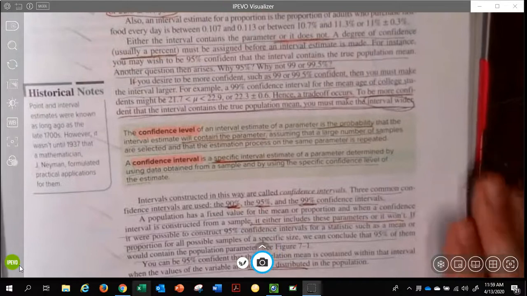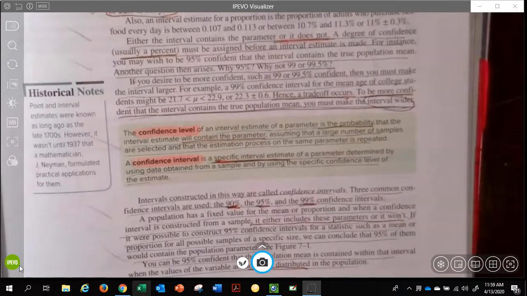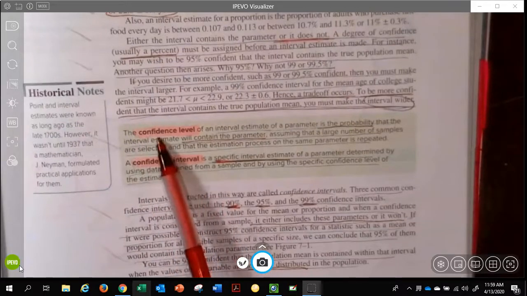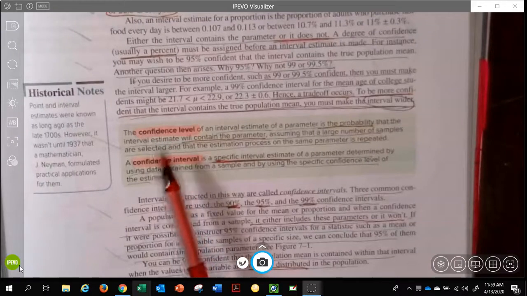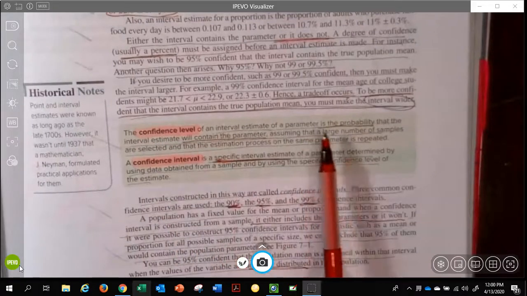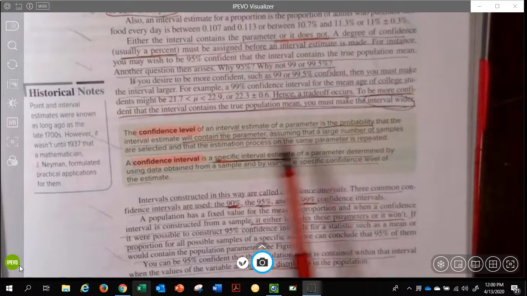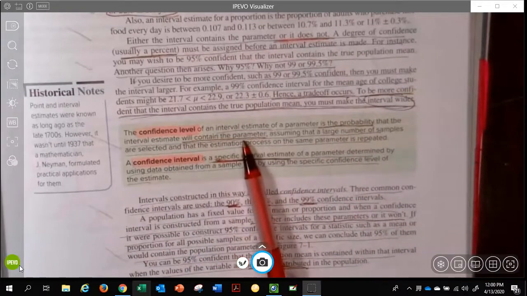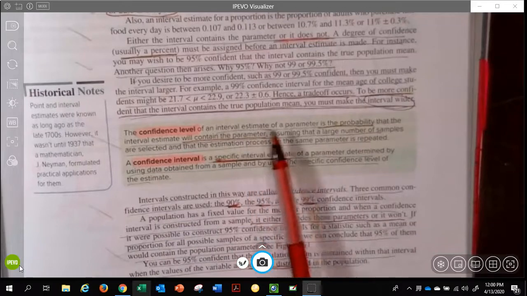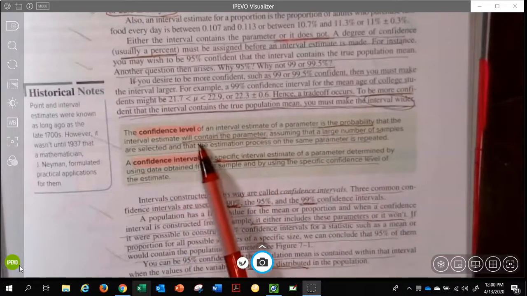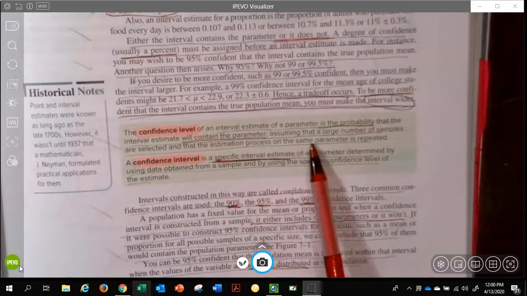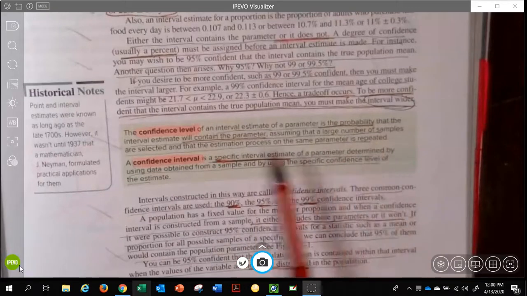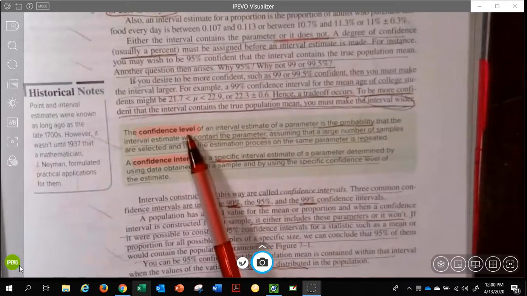So here's some more words. Again, a reminder that you can start and stop. Write this down on index cards, sticky notes, highlighter, whatever you'd like to do. I've got a little bit of both going on over here. A confidence level of an interval estimate is the probability that the interval estimate is going to actually contain what I'm looking for, assuming that a larger number of samples are selected and that the estimation process on the same parameters is repeated. Mainly a level, like a 95% level.